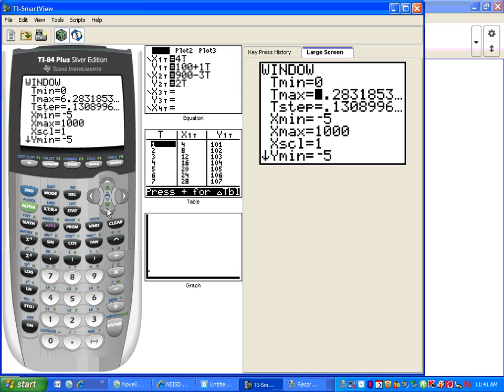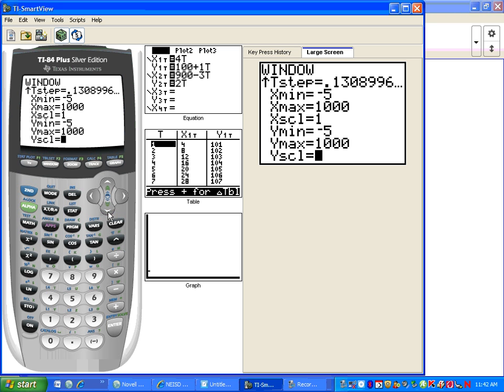So let's do 200. Now this t-step is about how fast you want it to graph. So if you push graph and it's going really slow, you go back and change this t-step to a bigger number. I don't know exactly what 0.1 is going to do, so I'm just going to leave it there right now. For my x minimum, remember we went from 0 to 1,000 in both the x and the y direction. So this window is actually good. From -5 to 1,000 and -1 to 1,000 looks great.